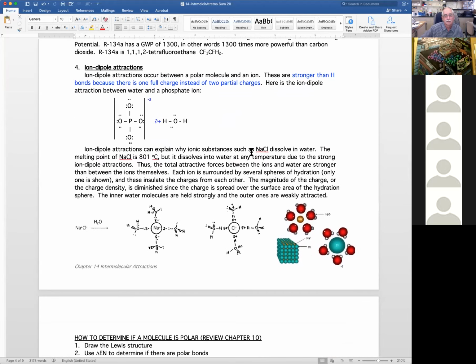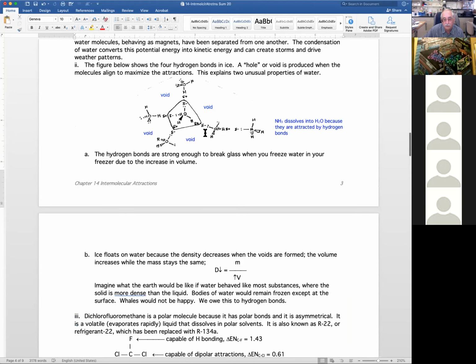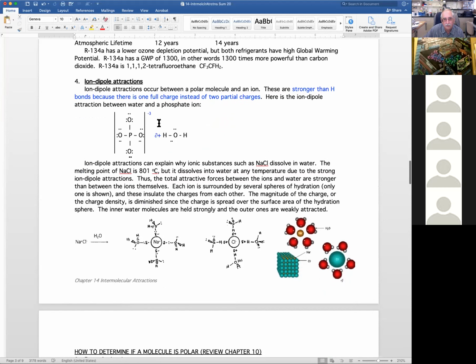So the last one is ion to dipole attractions. And so why are these the strongest? Because while these are partial charges, one of these is going to be a full charge. So it's going to be a stronger attraction. And if here's the partial positive, I don't have to say exactly which one of these has the partial negative. It doesn't matter. Okay? So you just draw them in the same vicinity. That's all. They're going to be attracted to each other.